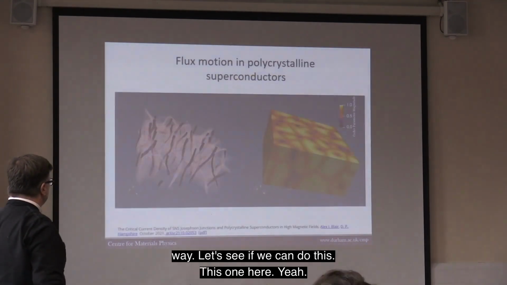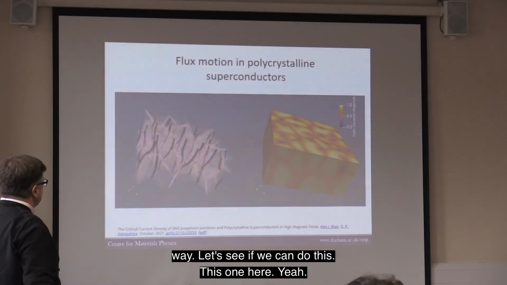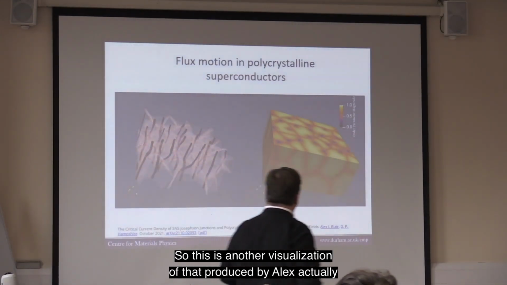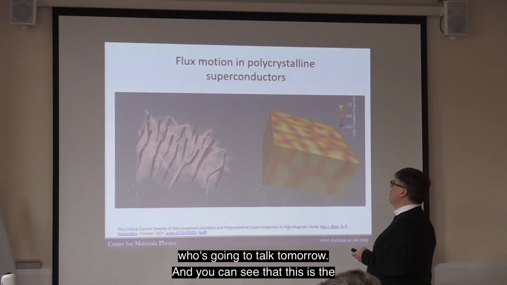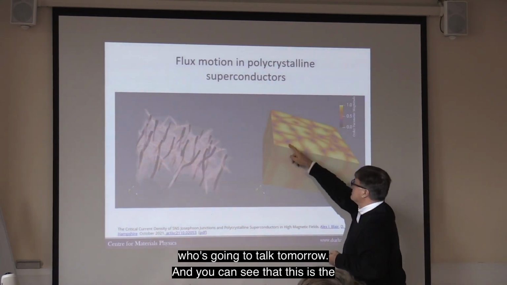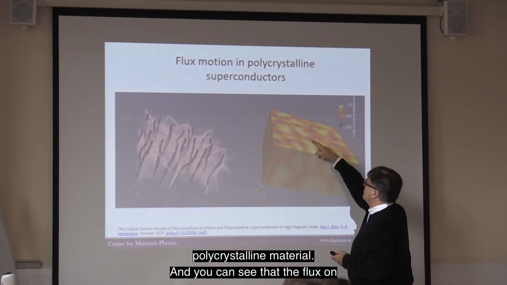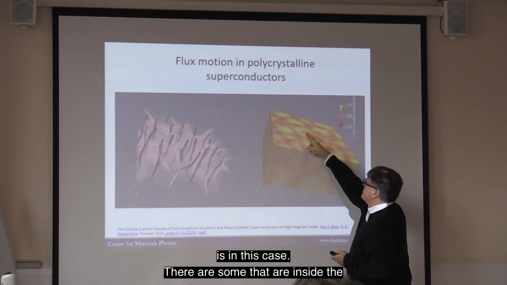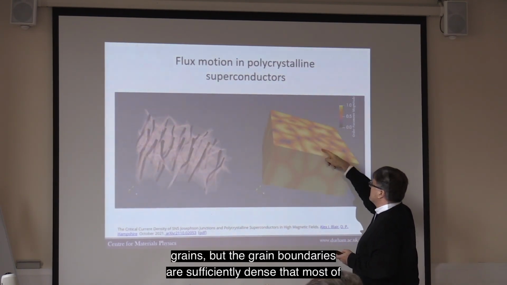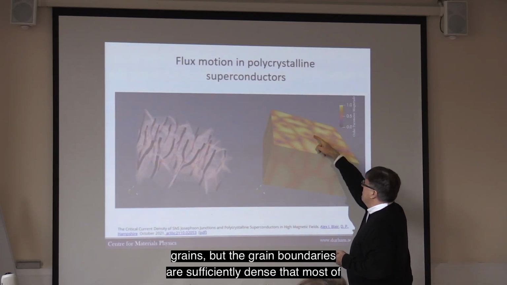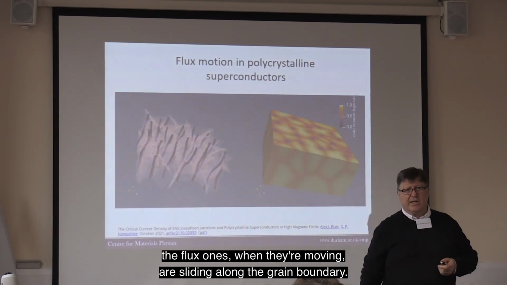Let's see if we can do this one here. Yeah, so this is another visualization of that, produced by Alex, actually, who's going to talk tomorrow. And you can see that this is the polycrystalline material. In this case, there are some fluxons that are inside the grains, but the grain boundaries are sufficiently dense that most of the fluxons, when they're moving, are sliding along the grain boundary.